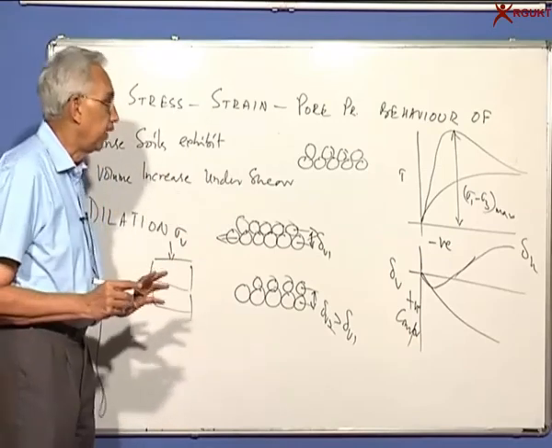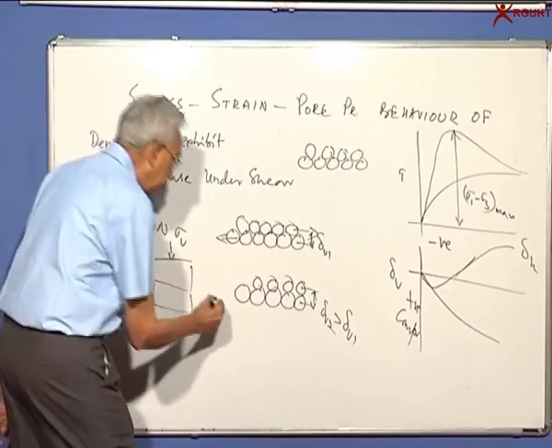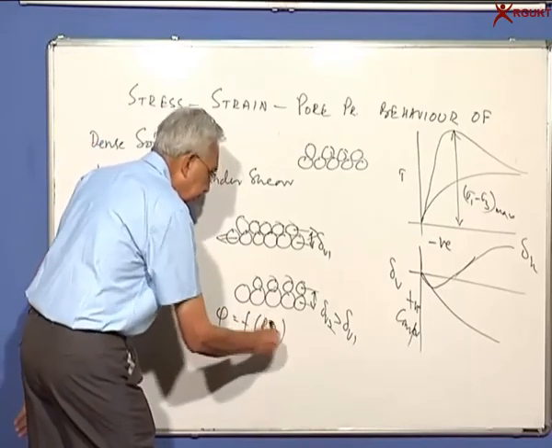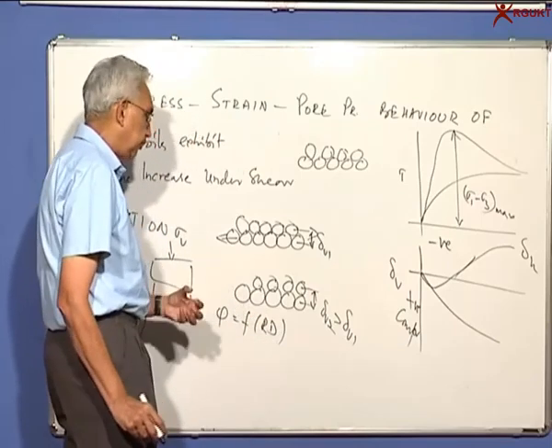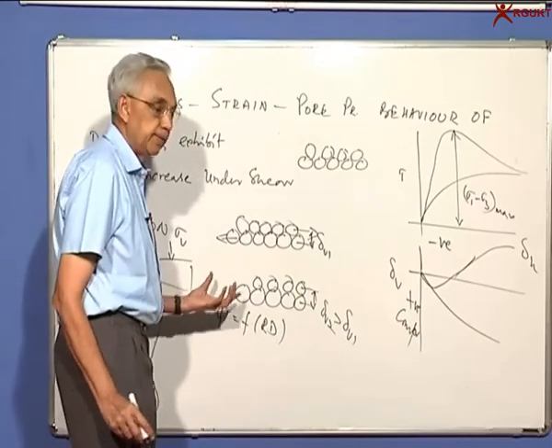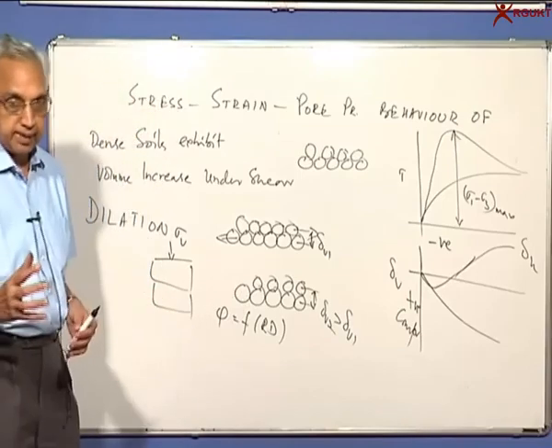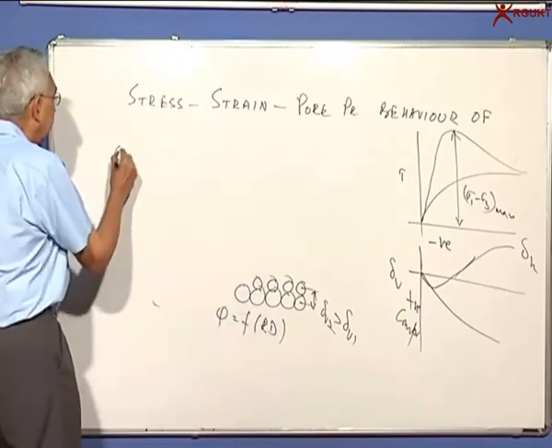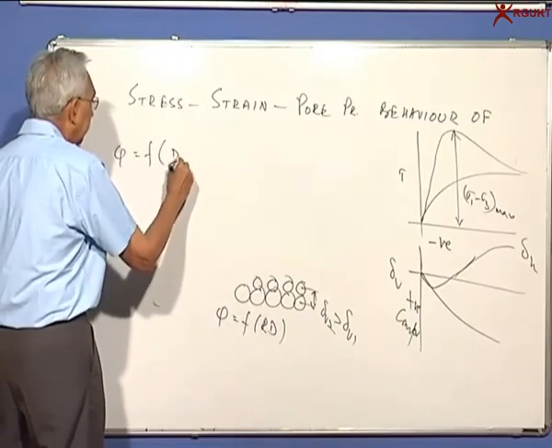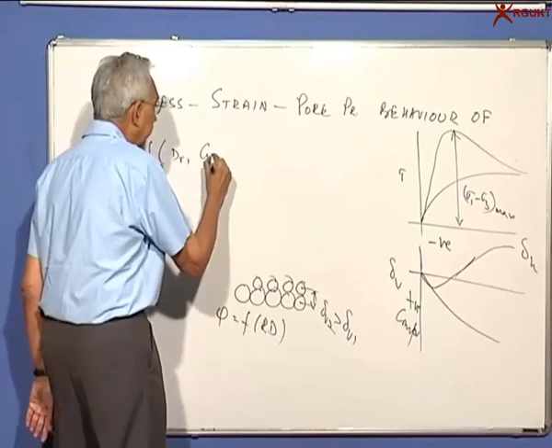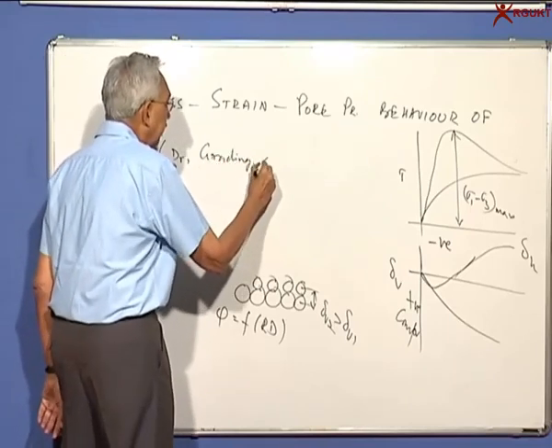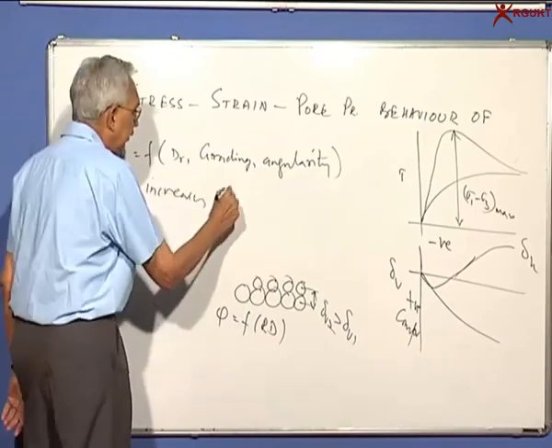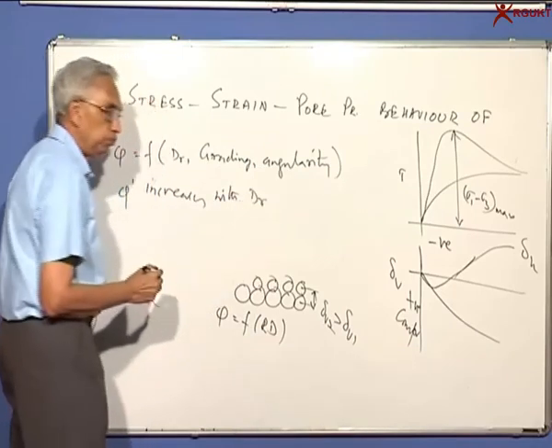So what you then find out is that the phi value is a function of relative density. The looser the soil, smaller is the phi. The denser it is, the larger is the value of the friction angle. So you can in general say phi increases. Phi for granular material is a function of relative density, grading and angularity. Phi increases with relative density.